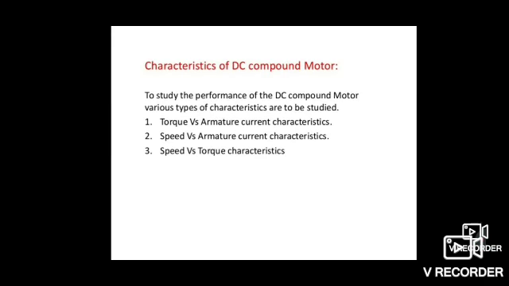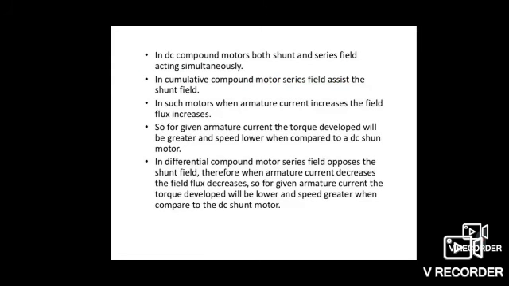Characteristics of DC common motor. To study the performance of the DC common motor, various types of characteristics are to be studied. First one is torque versus armature current characteristics. Second one is speed versus armature current characteristics. And finally, speed versus torque characteristics.